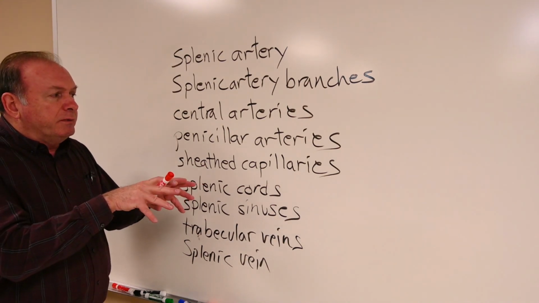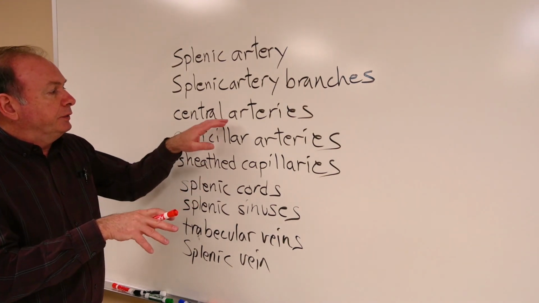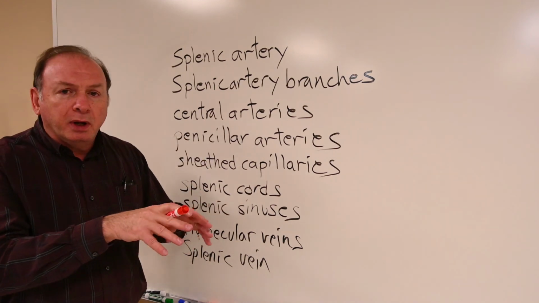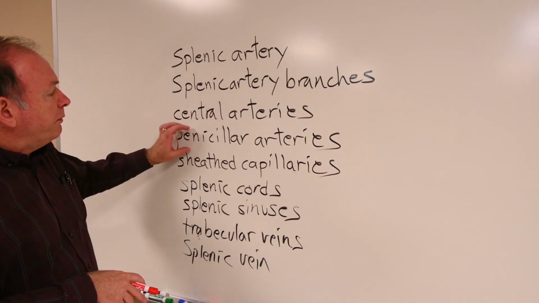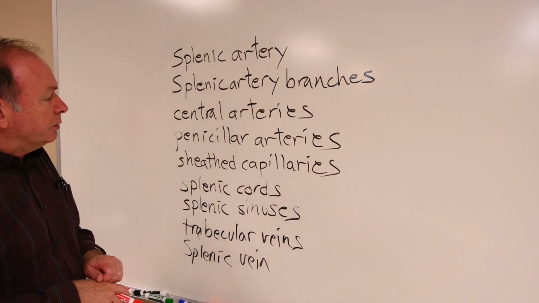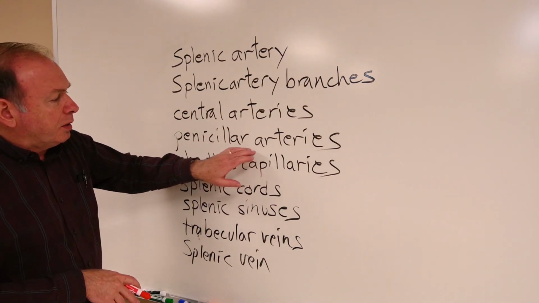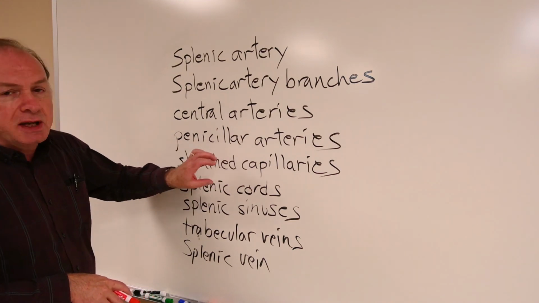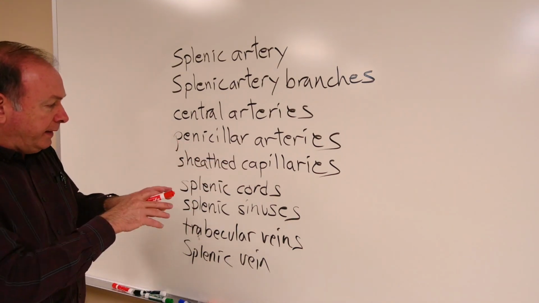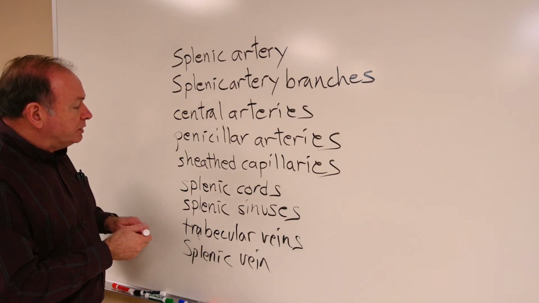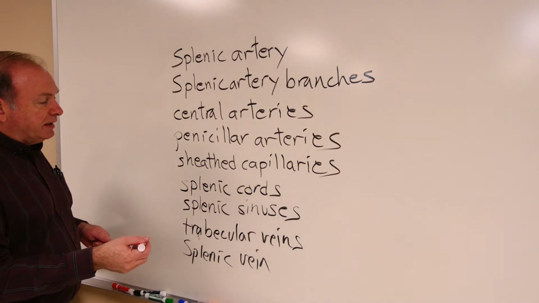Some of the smaller vessels, arterioles that branch off of that, go directly toward the perimeter, the marginal zone, but we're mostly concerned with what goes on as far as going straight through the penicillar arteries or arterioles that go into our sheathed capillaries at the end. And this is what dumps into the splenic cords. Splenic cord really isn't a vessel, is it?